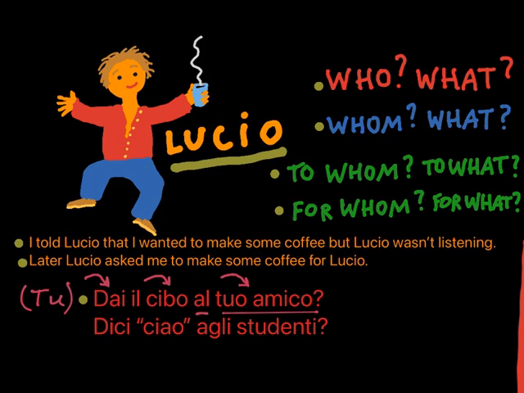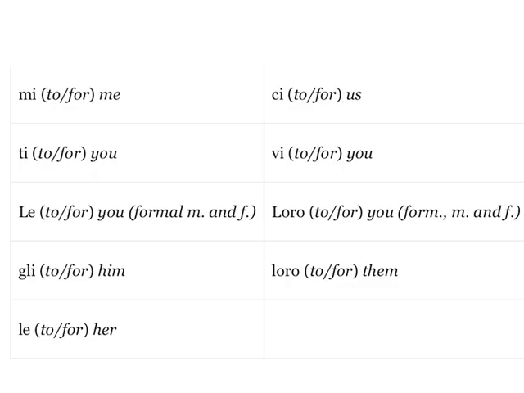Yeah? Dici ciao agli studenti. Again, to is skipped because you do not have to say that. It's clear from the conjugation. Dici, it's say, to say. You say hello to the students. Again, I use the a because gli studenti, to whom, to what, for whom, for what, it is the indirect object. All right?